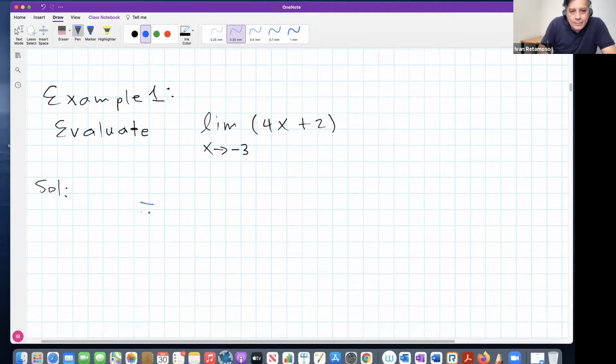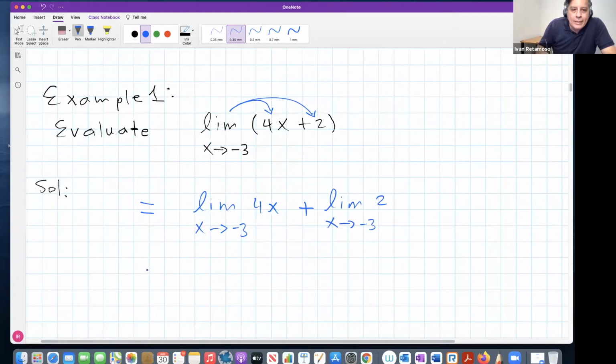And then we will figure out a shortcut for this, okay? First, if we apply the laws that we just stated, one of the laws, the sum law, says that we can distribute our limit over sums, right? So we can get the limit of x plus the limit of the constant function 2 as x approaches -3, right?